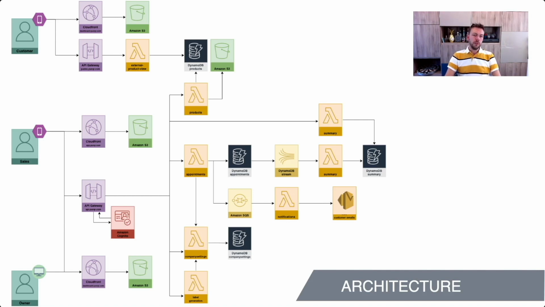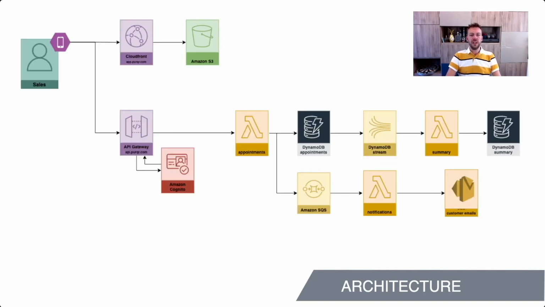For the appointment parts, it's not only using a DynamoDB table for saving data. So I'll zoom in on this part. There's a DynamoDB table, but there's also a stream link to that table. Via this stream, we are capturing the changes made to an appointment, which is adding and removing products.